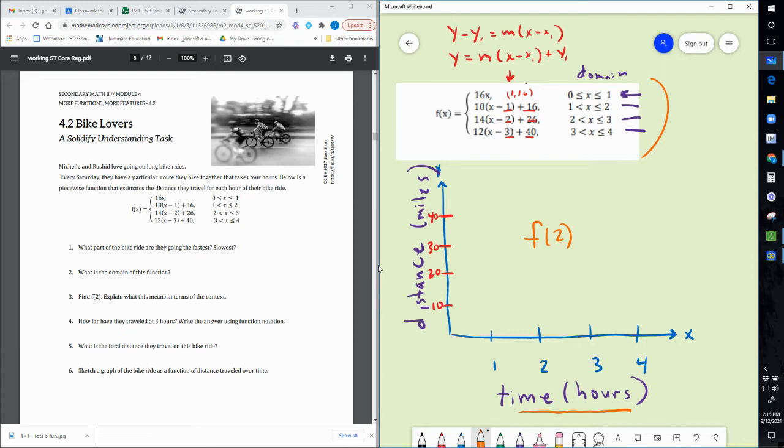Okay, what does it mean in terms of the context? If I say what's going on whenever x equals 2, what are you solving for? What do you want to know at f equals 2? Go ahead and solve that. How far have they traveled at 3 hours?